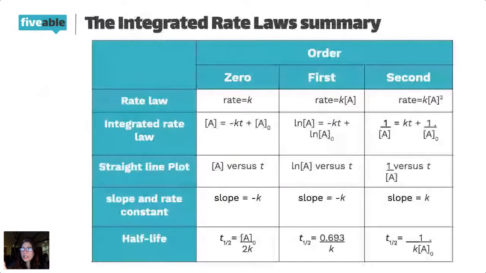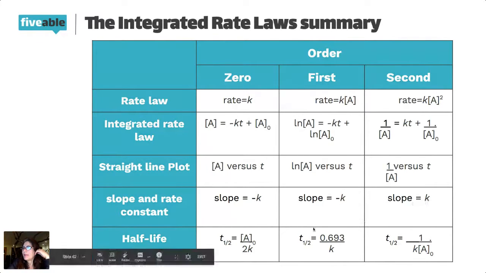And okay, here we have the summary. We have again the rate laws for zero, first, and second order. We have the integrated rate law. We have how we're going to get a straight line. We have the rate constant, right? For zero and first order, our slope is going to be negative, so we make it positive. And for second order, our slope is going to be positive from the start. But yes, our K is always positive. And then here we have the formulas of the half-life.